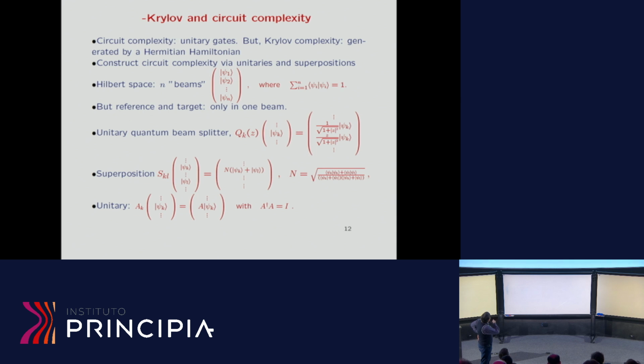Then the three objects that we'll be using are, first, a quantum beam splitter, which is a unitary transformation that acts this way: you start in a beam k, and then you split it into k and k plus 1. Second, the opposite, the superposition: you start in beams k and l, and you go back to just the beam k. And finally, a true unitary that acts on a single beam.